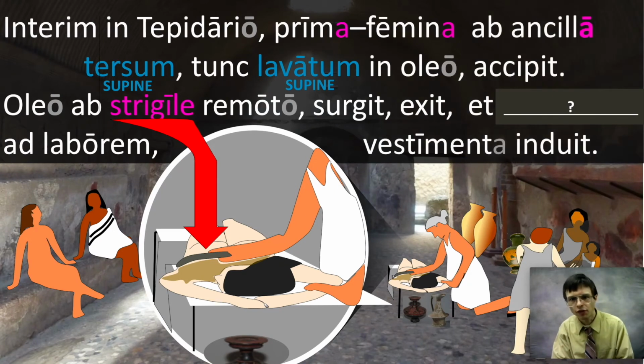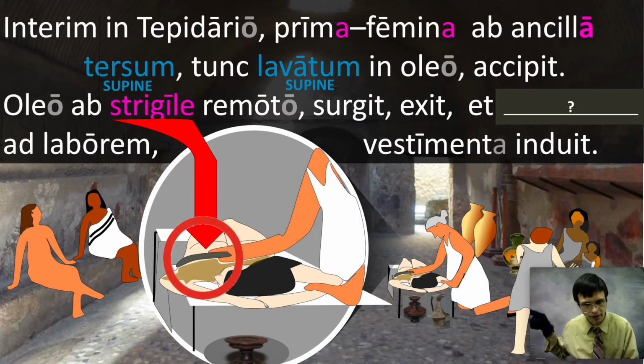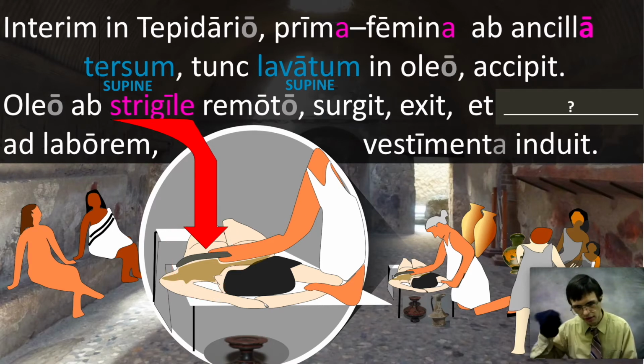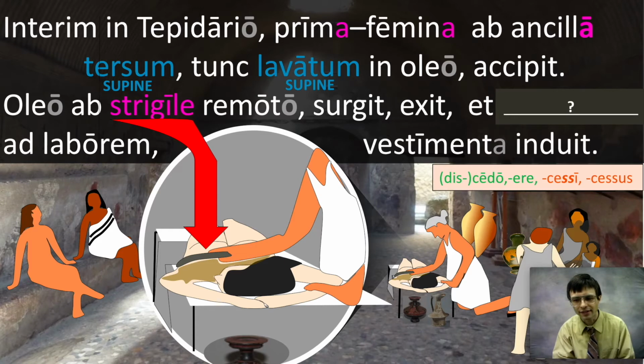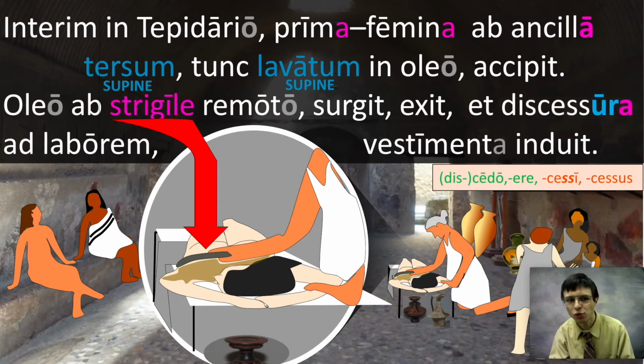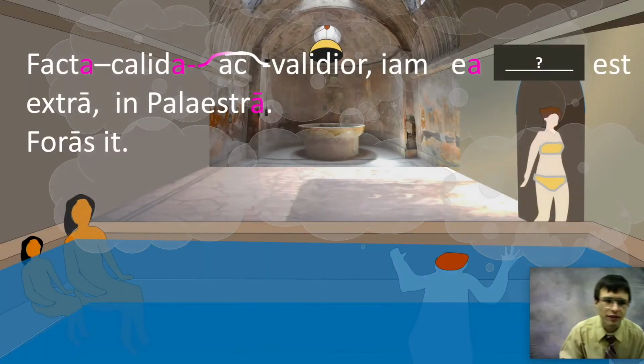Meanwhile, in the warm room, the first woman by a slave girl, or better yet, from a slave girl, a rub down, then a wash in oil accepts, or receives. With the oil removed by a strigil, which is that little instrument there, a kind of a hooked bar, she gets up, exits, and going to blank to work, puts on her clothes. Can you get it? Going to depart, about to depart. Can you think it? Latin. Now you should be able to get it. Discessura ad laborem. Right. Very good.